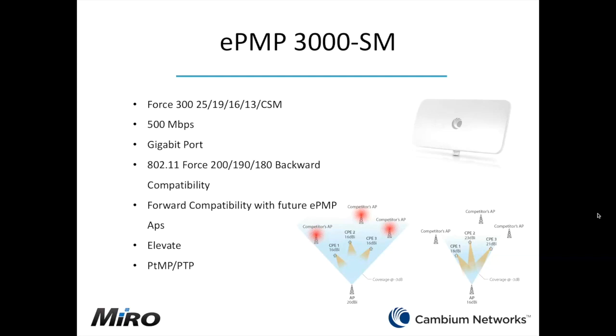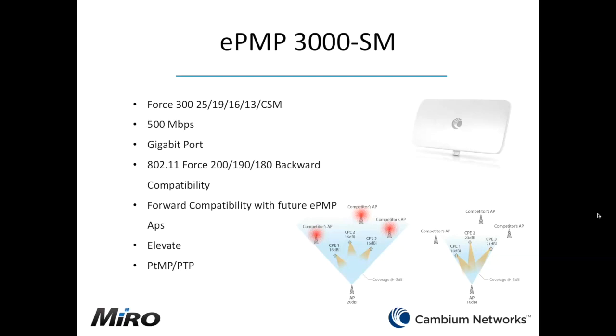Then the respective subscriber modules that we have at hand are the Force 300 units. And something really cool that Cambium have done recently is they've opened up the range to support various dBi options, as well as a connectorized subscriber module, whereby you will have the flexibility to pick whatever antenna size you want to connect to that connectorized radio. So you've got a 25 dBi, 19 dBi, 16 dBi, 13 dBi, and CSM, which is your connectorized subscriber module.